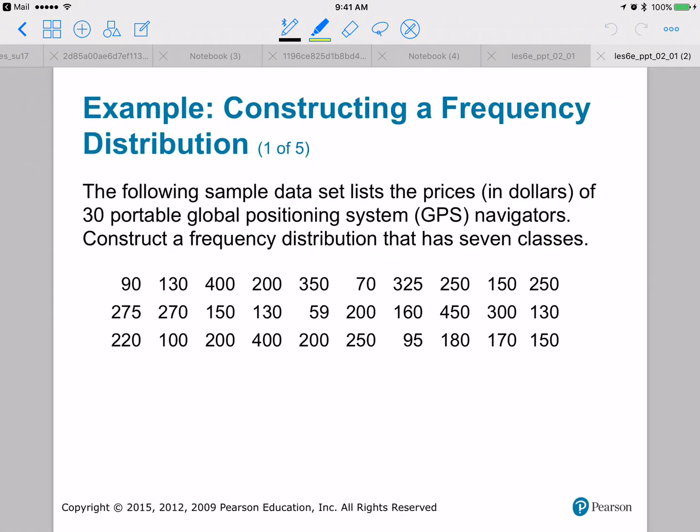Okay, so let's do this example here, constructing a frequency distribution. So we've got a data set here. First thing, let's look, what is N? So N is equal to the total number of data entries. That's equal to, so we have 1, 2, 3, 4, 5, 6, 7, 8, 9, 10, 10, 20, 30. So we have a total of 30 different numbers here. And oh, look, we didn't even need to do that because it says here the following sample lists the prices in dollars of 30 portable GPS navigators, right? So how much do GPS navigators cost? You can buy them online. Maybe you have them on your cell phone, right?